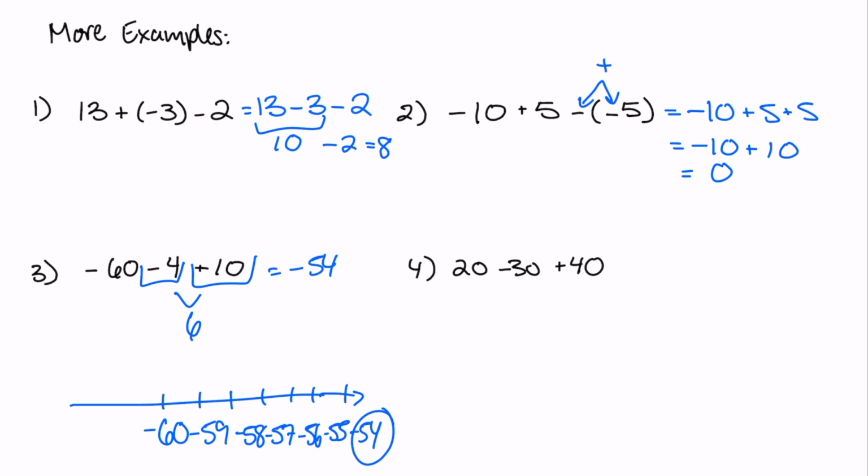And then for our final question, we have 20 minus 30 plus 40. So we could do 40 plus 20, and then that gives us 60. And then we could do 60 minus the remaining 30. So 60 minus 30 is equal to 30. So that's how we get our final answer.